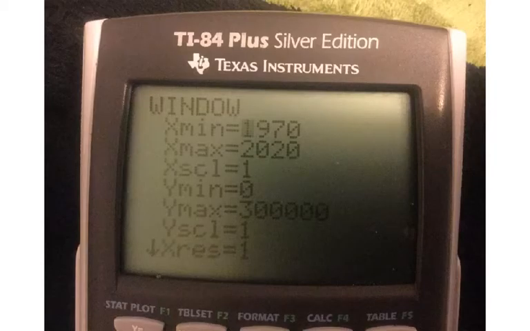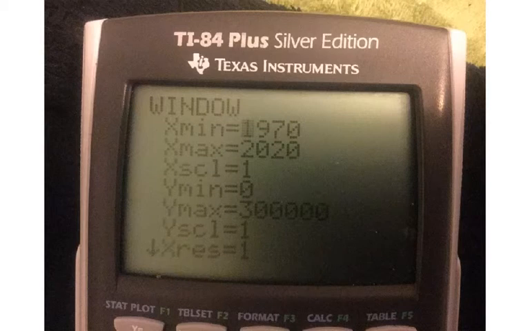So this is what I used. I changed my x minimum to be 1970 and my x maximum to be 2020. Why did I pick those numbers? Well, first of all, the beginning year was 1970, so I knew that I wasn't looking for a year before then. And since my multiple choice answers only went up to 1990, I figured if I picked something in the 2000s, I'd probably be good.